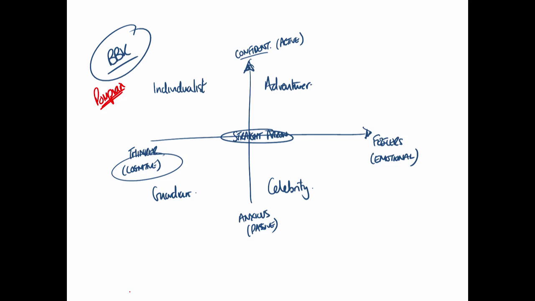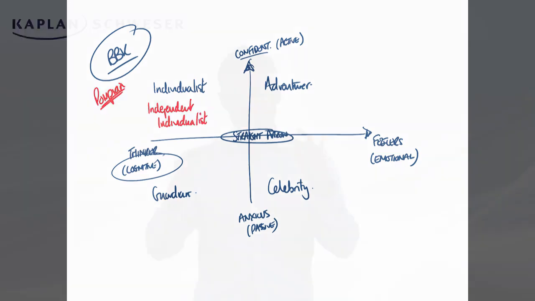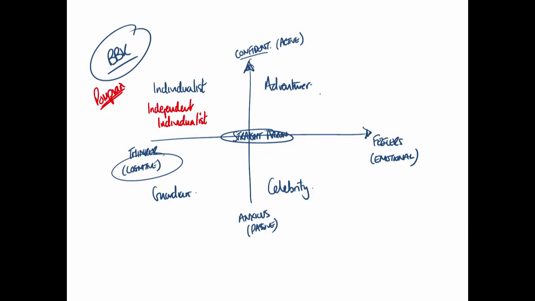And the good news is, under the Pompian approach, there are similarities. For example, the confident thinker, top left here, is referred to as an independent individualist. Okay, so that's very similar, isn't it? Because it's got the word individualist in it, and it's the same idea. They're a thinker, but they are willing to take a risk. The independent individualist.